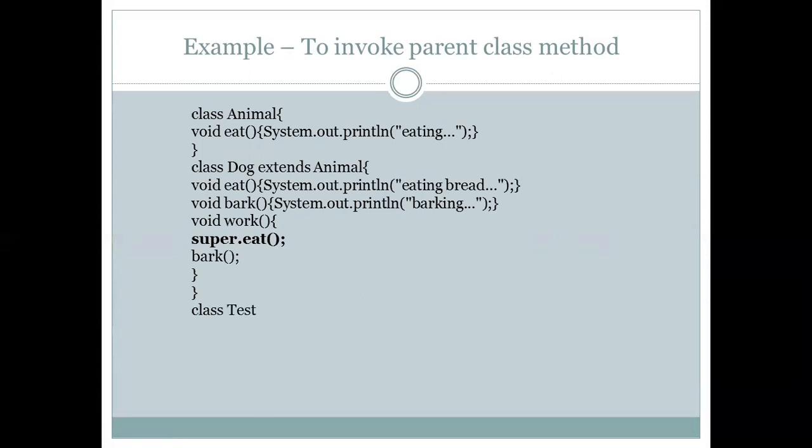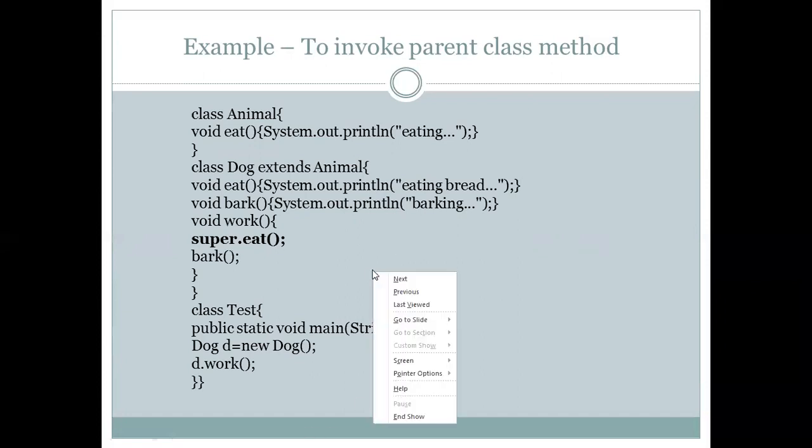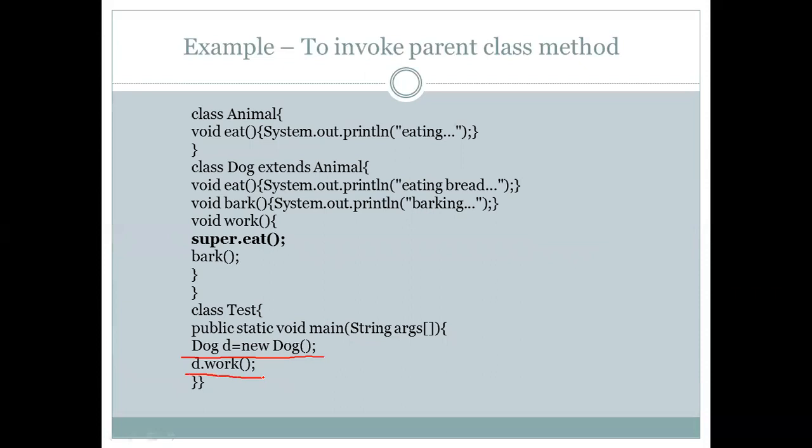Other than the eat method in the dog class, we have two other methods, bark and work. Now let's see how, from the object that we are going to create, we are going to invoke the parent class method. Again, let's see how this code works. If you look at the main method, this is where we are creating the object of dog, and then we are invoking the method called work through the object. So it says d.work. The work method of dog is invoked.